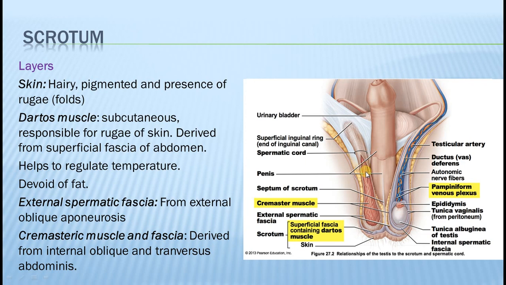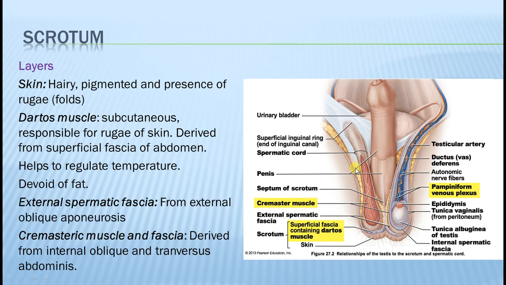The cremasteric muscle is actually supplied by the genital branch of the genitofemoral nerve. It is a voluntary muscle, but still it shows reflex actions. Cremasteric reflex: when you stroke the medial side of the thigh, naturally the testis is pulled upwards. It's a protective mechanism which we will discuss later in the inguinal canal.